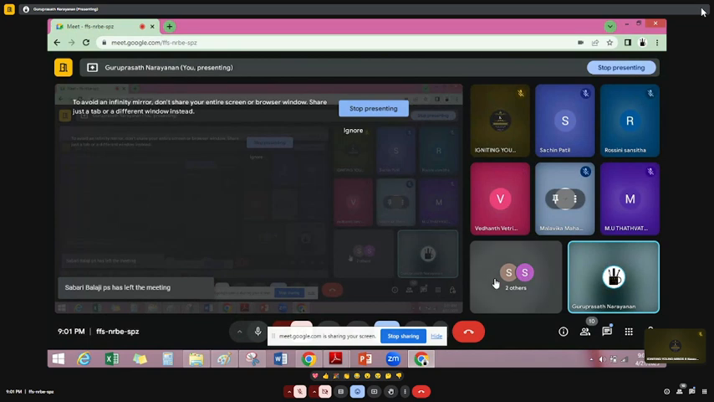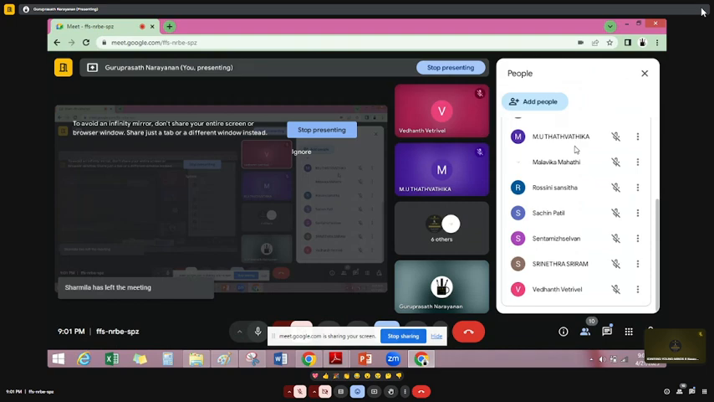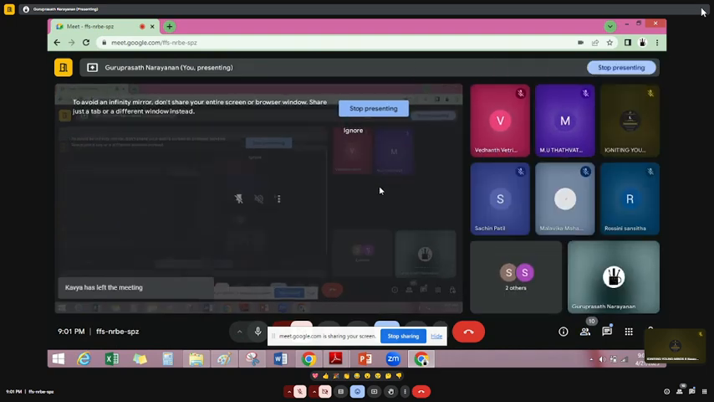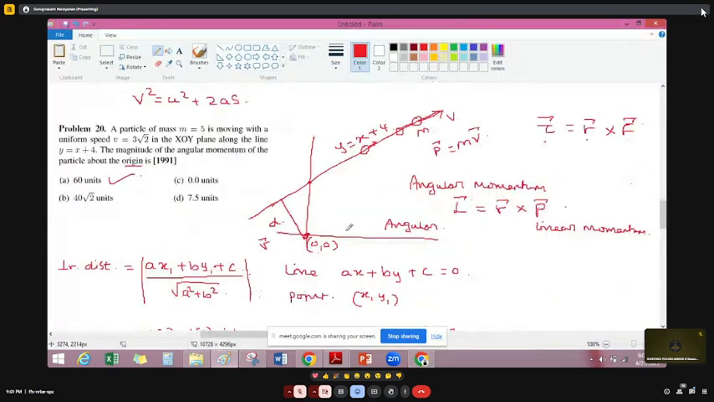Sir, could you please explain the diagram once more? Which diagram? Sir, now we solved this diagram, sir.